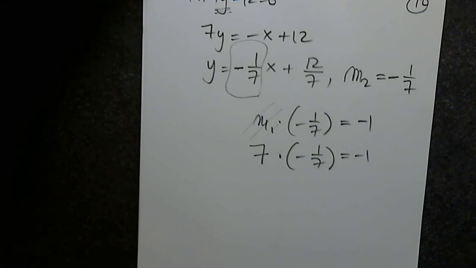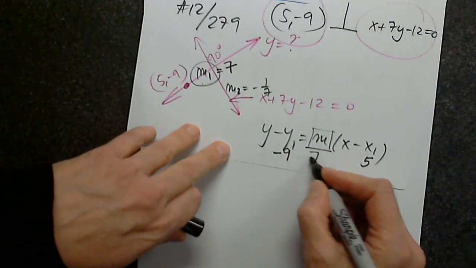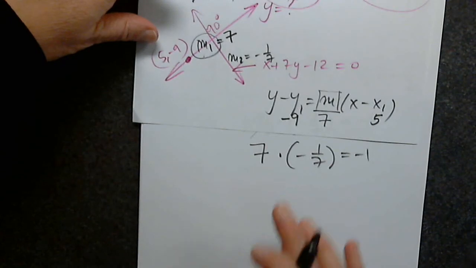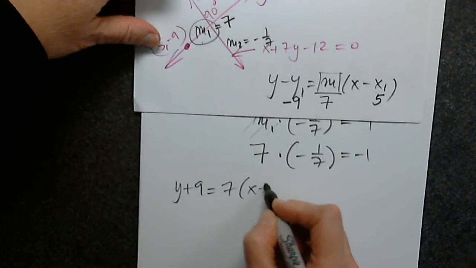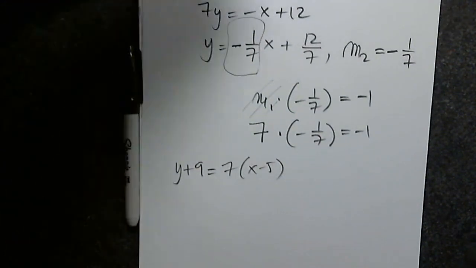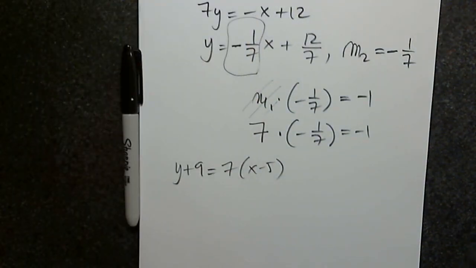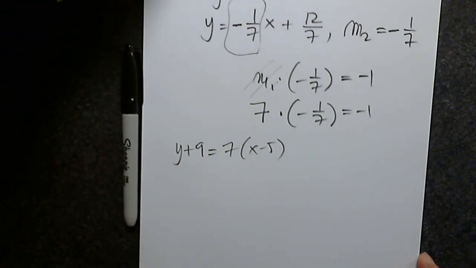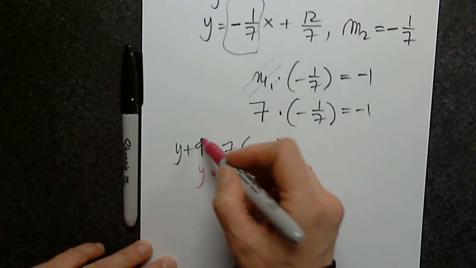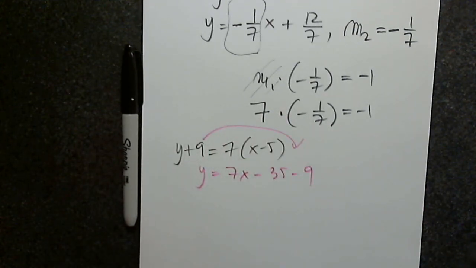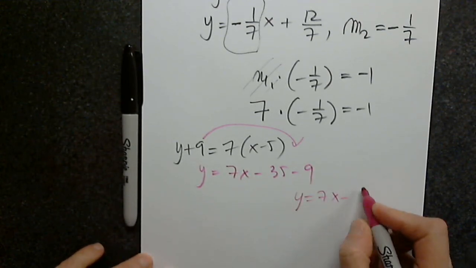So therefore, all I have to do is go back and replace the slope by 7 and perform the operations. Y minus negative 9 will be y plus 9, equals 7 times x minus 5. Yes, I will distribute 7 and I will subtract 9. 7x minus 35 and minus 9. So this is y equals 7x minus 44.